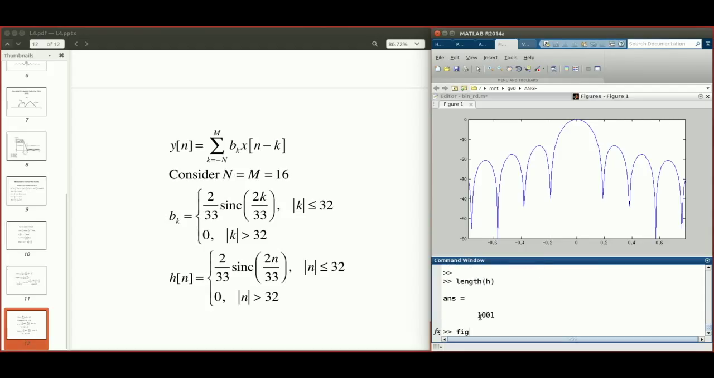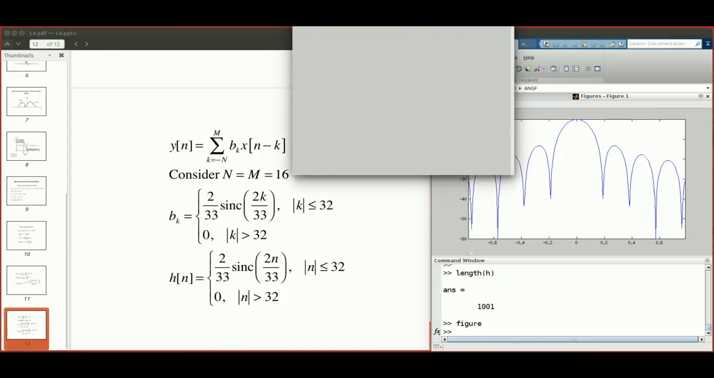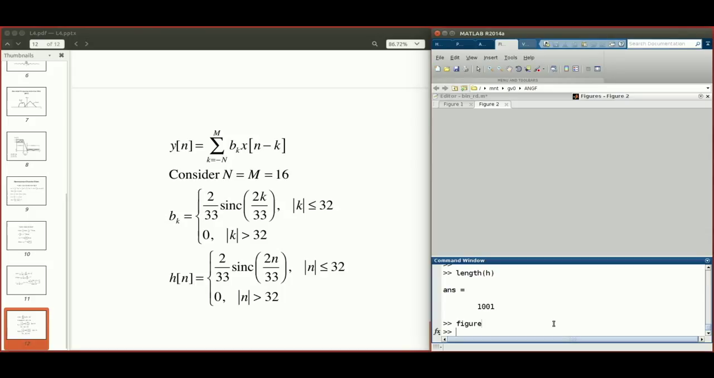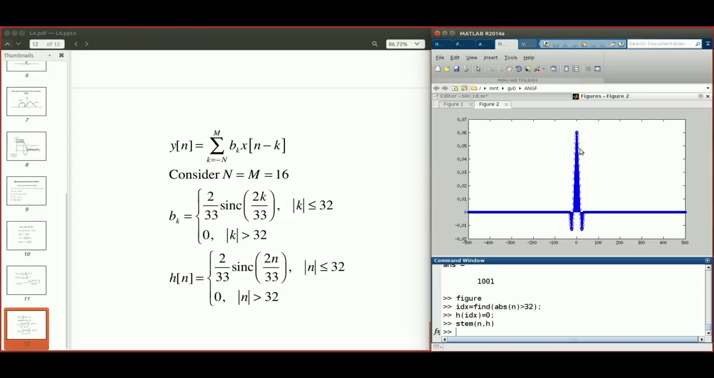So now let's make a plot of this impulse response. Let's just do a stem of n, h. Oh, I forgot one thing. This formula is just for n smaller than or equal to 32, and for larger than 32 it's 0, so I need to modify it. Let's pick idx equals find abs n larger than 32, and then h idx equals 0. This way I zero out everything that's larger than 32. So if I do another stem n, h, that's the impulse response.